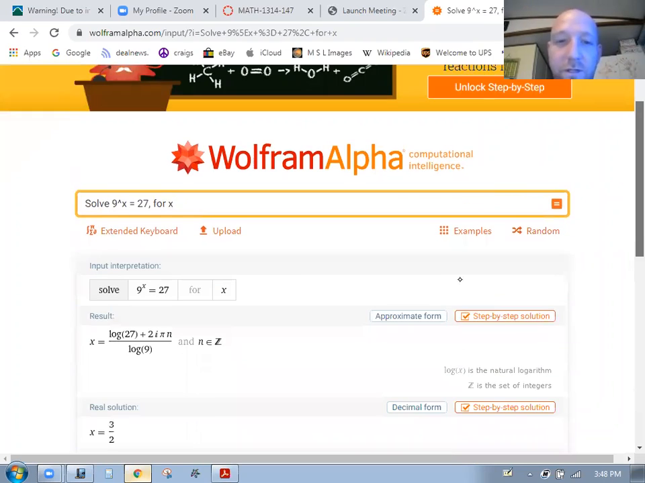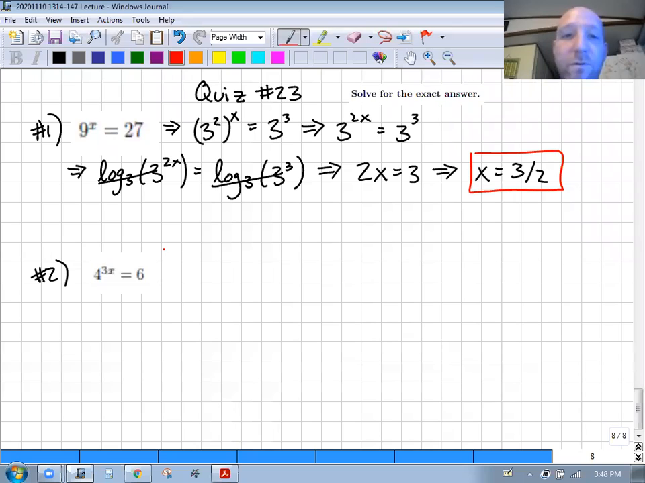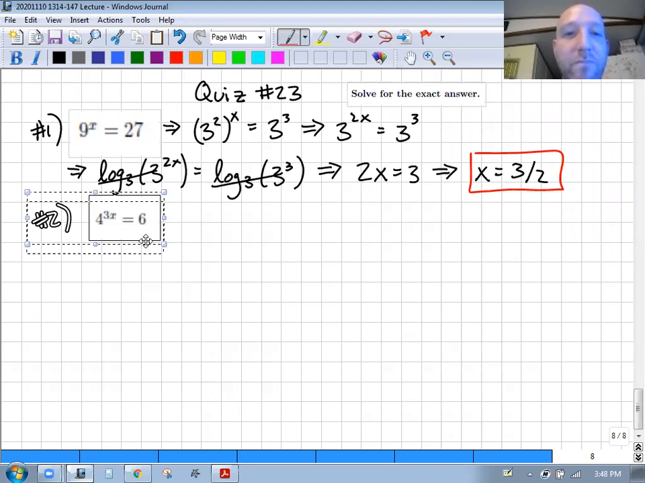Real solution, x equals 3 halves. So we've checked our work, we know we're good, we can move on.